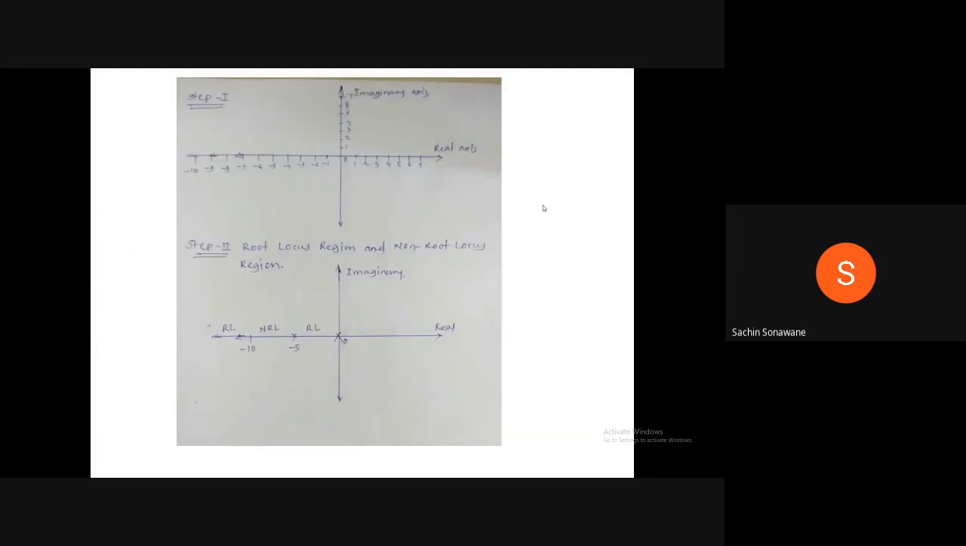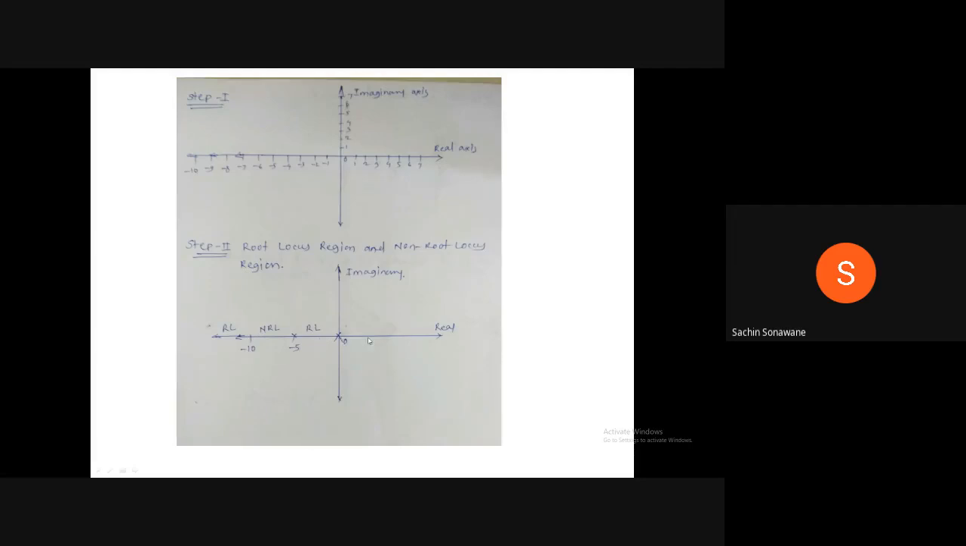Now how to draw the root locus? First of all, draw x axis and y axis. X axis is known as real axis, y axis is known as imaginary axis. Step 2, we have to find out root locus region and no root locus region. You have to indicate the poles 0, minus 5, minus 10. Poles are indicated by cross. Therefore, this cross is there.